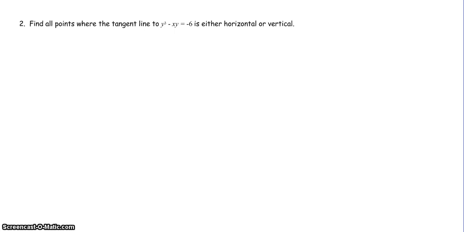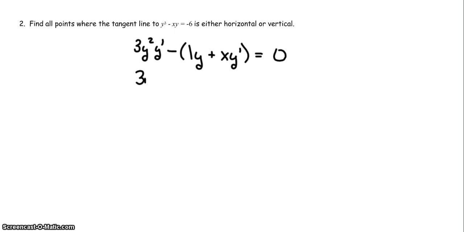So the derivative of y cubed is 3y squared times the derivative inside, y prime, minus, open a parentheses, do product rule. Here we go. We've done this one very recently. So we start with 1 times y plus x times y prime equals, the derivative of negative 6 is 0. So 3y squared times y prime. Now distribute that negative through. So you have negative y, negative x y prime equals 0.